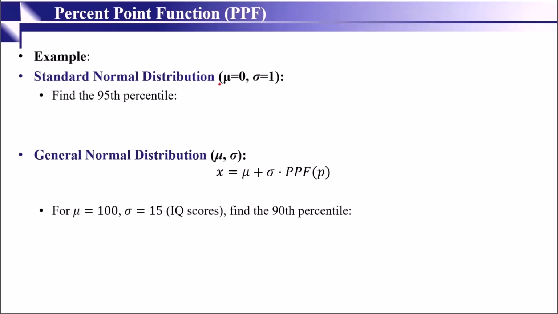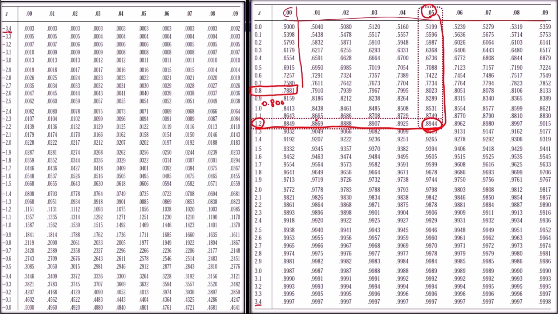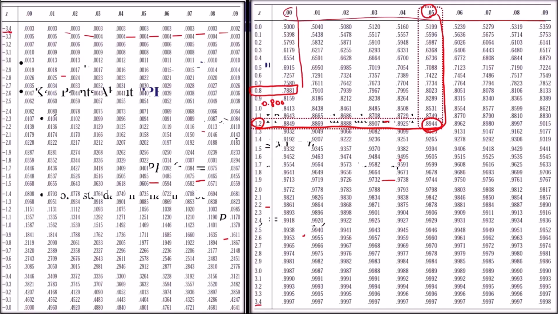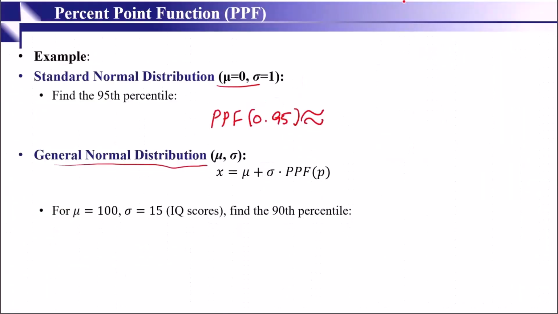One is for the standard normal distribution, where mu is equal to 0 and sigma is equal to 1, and another one is for the general normal distribution. For example, find the 95th percentile. So we go for ppf of 0.95, which is equal to what? For this one, we need to go to the table and find 0.95. It will be something like 1.645.